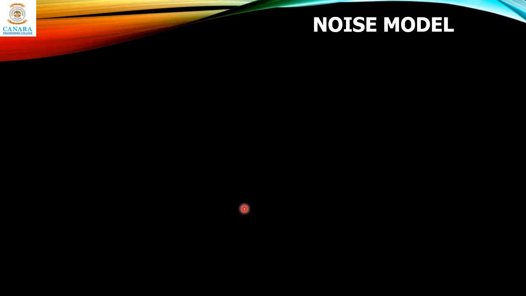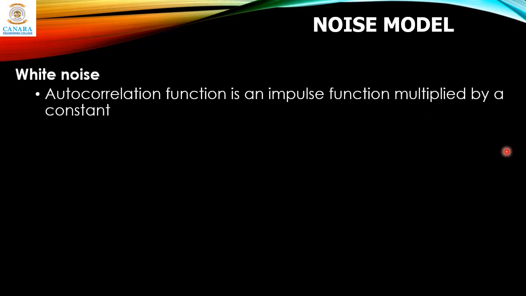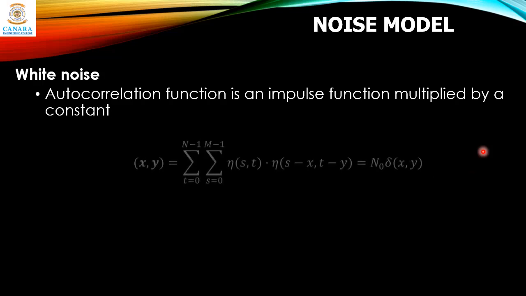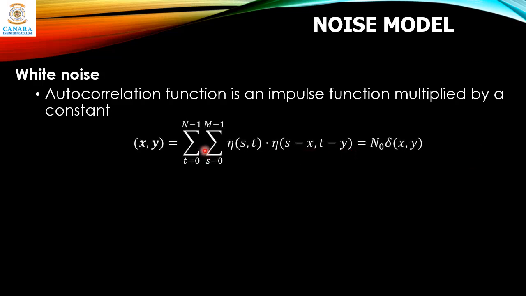Let's first take the example of white noise. In this case, the autocorrelation function is an impulse function multiplied by a constant given by this equation. Because it's two-dimensional, we need the summation terms twice, one along rows, one along columns. So you have the impulse function multiplied by a noise here.